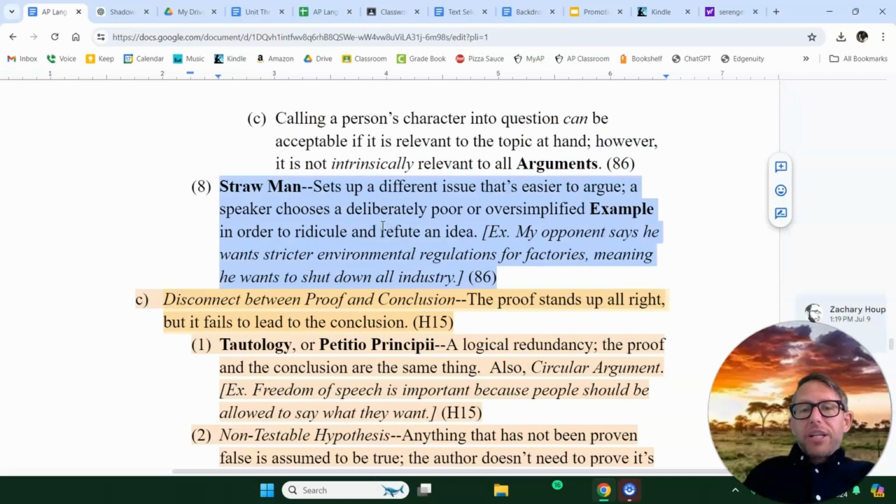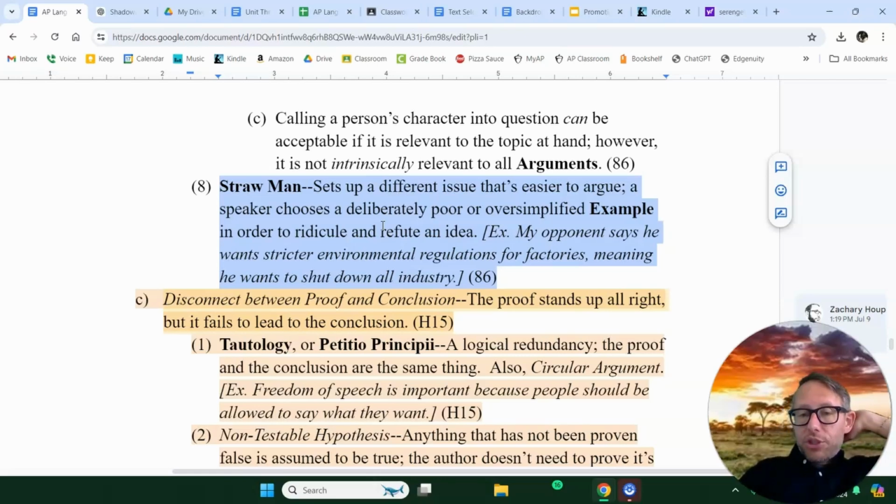And then we come to the last one. It's kind of a hard one to pick out, but it's super important and will help you if you can pick it out. The whole concept of a straw man argument, okay? That sets up a different issue that's easier to argue. Meaning, a speaker chooses a deliberately poor or oversimplified example in order to ridicule and refute an idea.